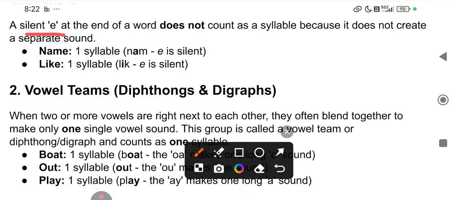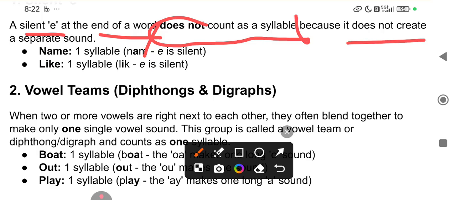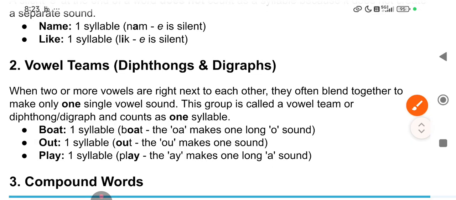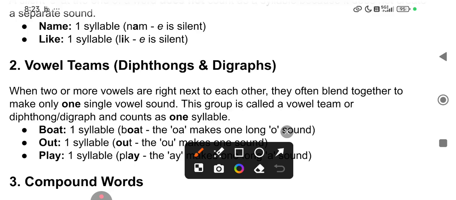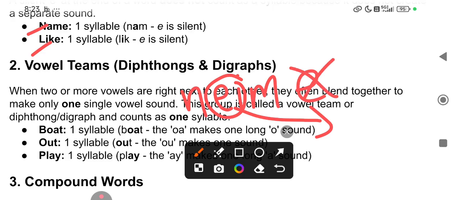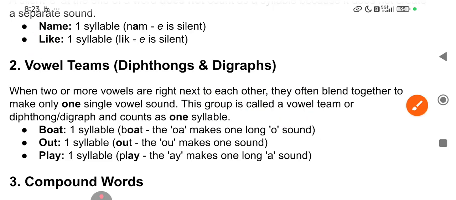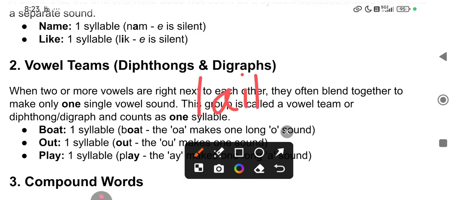Very important. Silent E at the end of the word does not count as a syllable because it does not create a separate sound. Keep in mind, this is very important. For example, name, and like. Name is a one syllable word because there is no sound of E. It's not name-e, it's name. So that's a one syllabic word. Then like, not like-e. So that's also a one syllabic word.